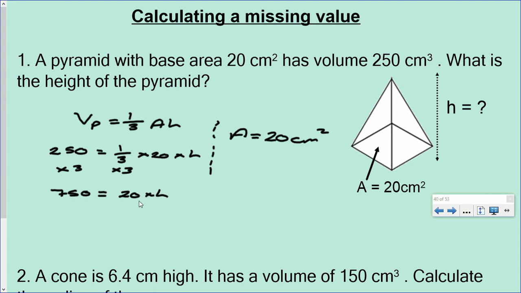And then again, we want this H by itself. How am I getting rid of this times 20? I need to do the opposite. I need to divide by 20, and then you can do it straight away. I'm just going to show you the actual calculation that we put in our calculator. So 750 divided by 20, which gives us a height of 37.5 centimeters. And that would be our final answer.